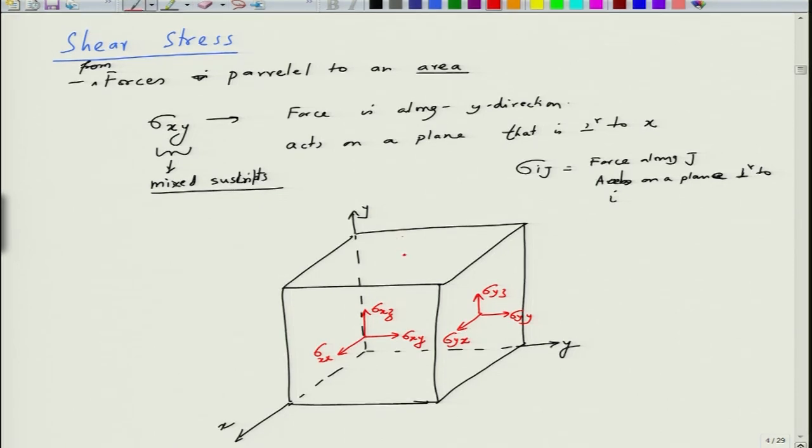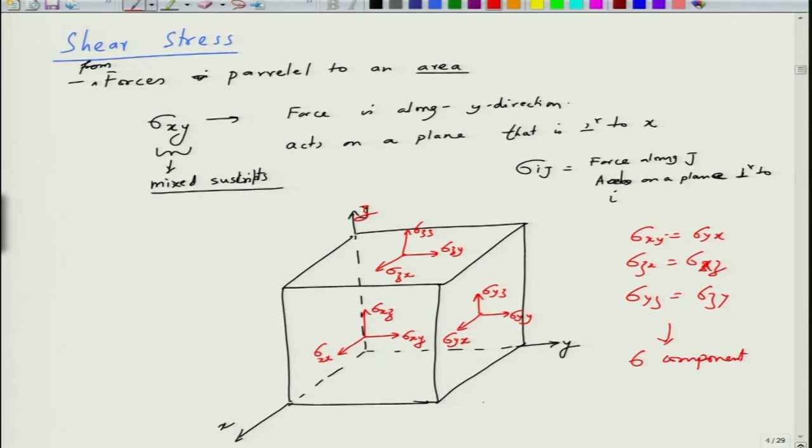And for this we will have sigma, sorry, this is z, not y, sigma zz, so this should be sigma zx. By symmetries, as I said, sigma xy will be equal to sigma yx and sigma zx will be equal to sigma xz and sigma yz will be equal to sigma zy. So this will reduce the total number of components to 6, and this sigma xy is often referred to as tau xy. So this is shear stress tau xy.